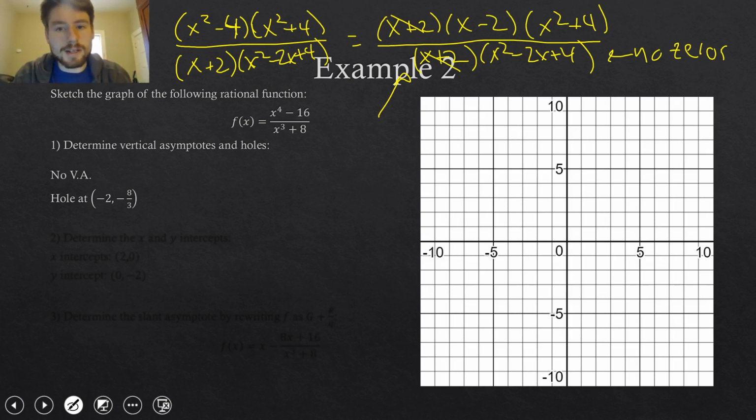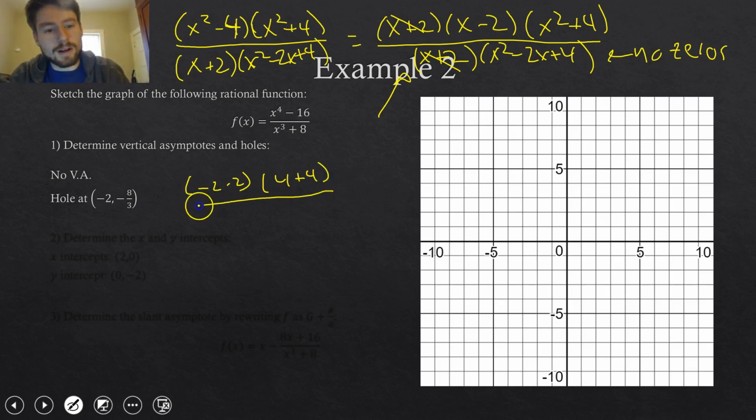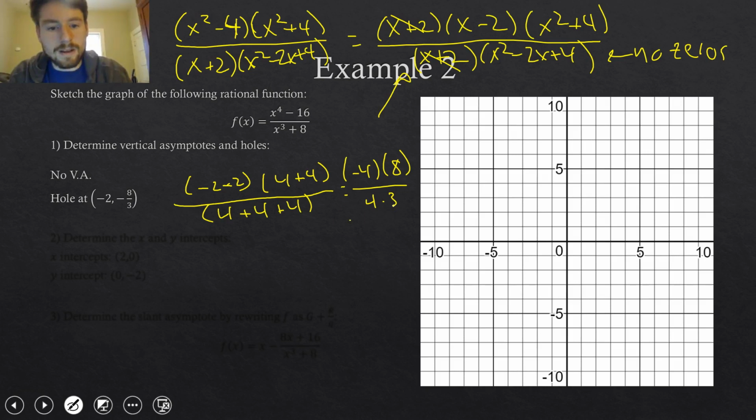So we plug negative 2 into the top and the bottom, we get negative 2 minus 2, times 4 plus 4, that's negative 2 squared, and then we have 4, negative 2 times negative 2 is 4, plus 4. So if we were to simplify this all out, this is minus 2 minus 2, so this is negative 4 times 8 over 4 times 3. There's 3 of them. And so that would end up being negative 8/3. Okay, so that's our y value for the hole.